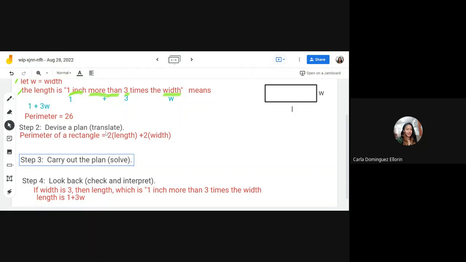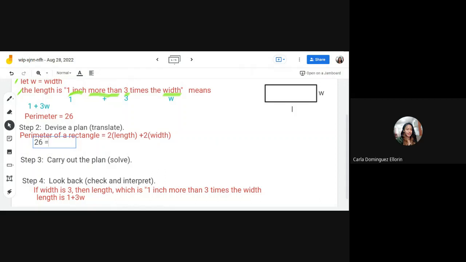Step 2, devise a plan. Let's translate it. Given that the perimeter of a rectangle is equal to 2 times length plus 2 times width, this is the formula in getting the perimeter of a rectangle. We just substitute the values we got in step number 1. So, what is the perimeter of our rectangle?